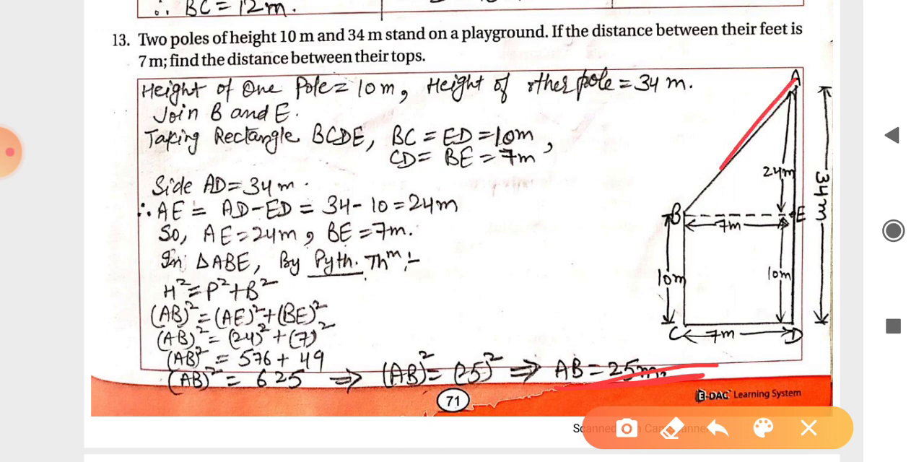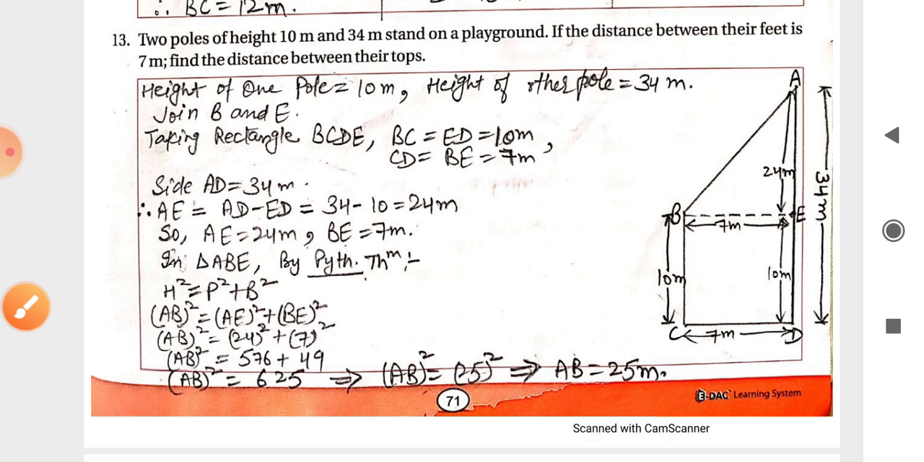So we have found the value of AB by using the Pythagoras property. These questions are based on the Pythagoras property and Pythagorean triplet.